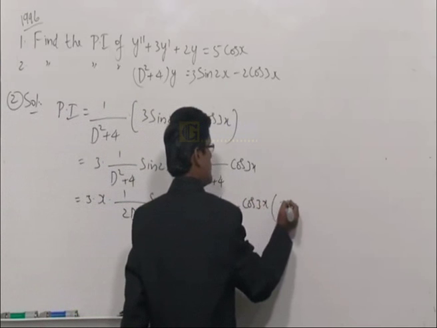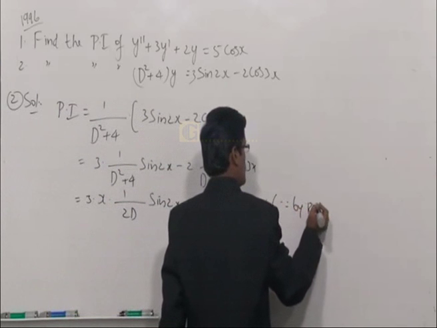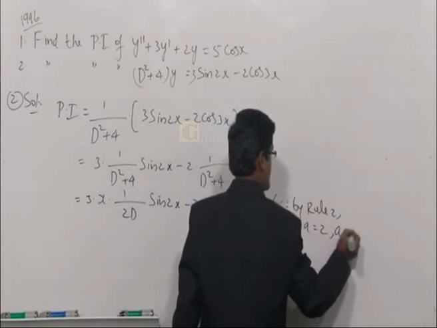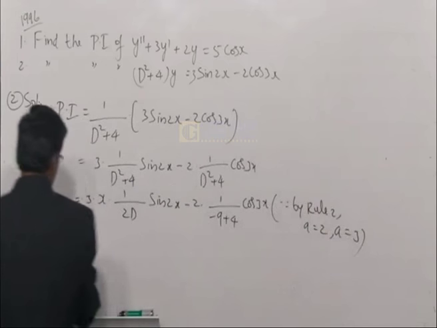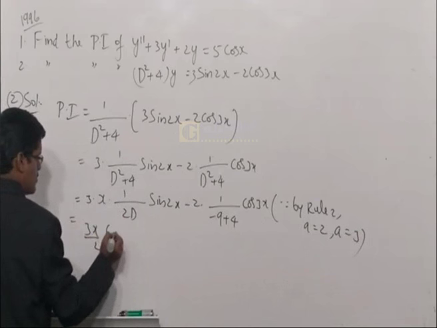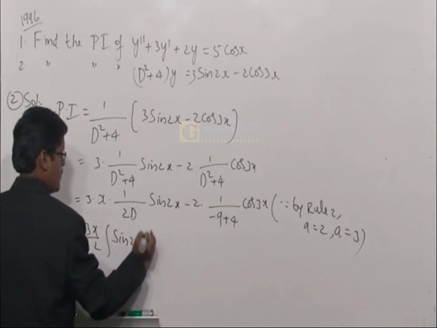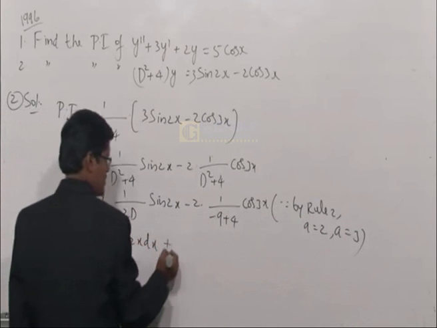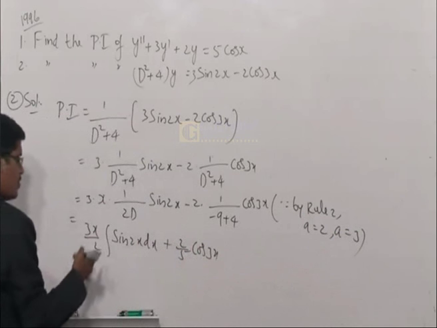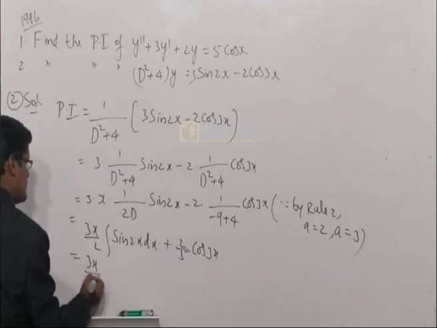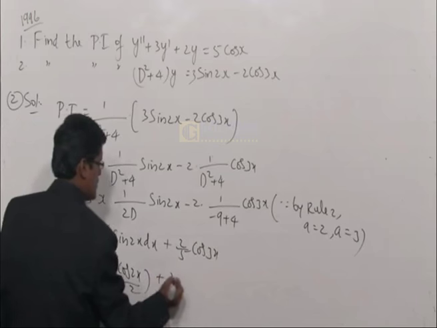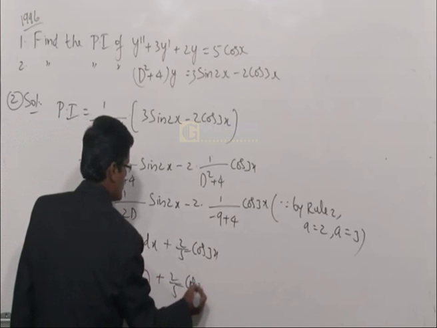Cos 3x. Since by rule 2 a value first case is 2 and second case is 3, and 1 by d stands for integration, sin 2x. Okay, minus plus 2 by 5 cos 3x. I have given the notation, sin integration minus cos and then divide by 2 plus 2 by 5 cos 3x.